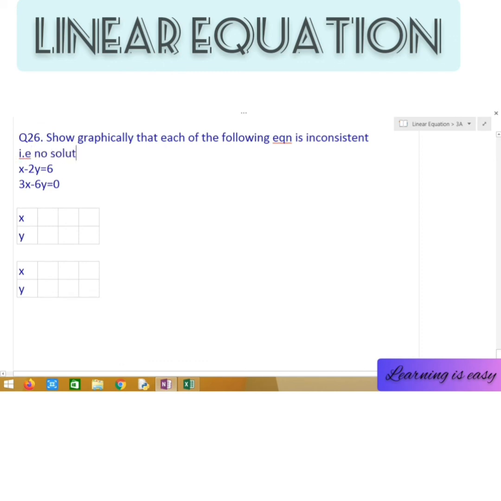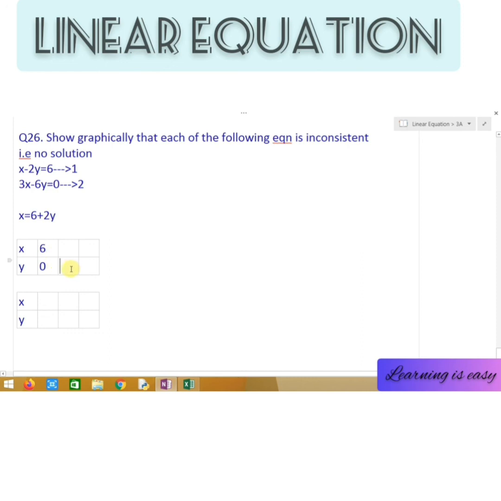Show graphically that each of the following equations is inconsistent. So here inconsistent means no solution. They are not going to meet or intersect at any common point. So let's assume x minus 2y equal to 6 as equation 1, 3x minus 6y equal to 0 as equation 2. So from equation 1, we write x as 6 plus 2y. By substituting different values of y, we can get the respective x values to plot the graph.